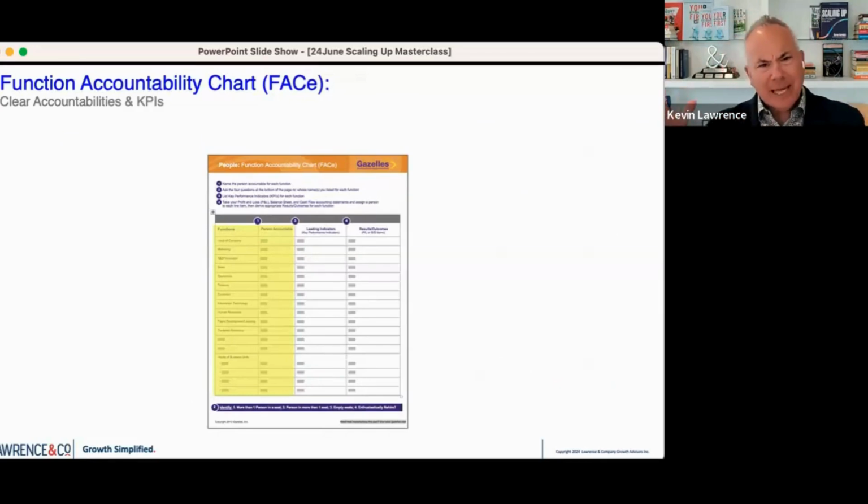And people talk, well, we need KPIs and dashboards. Yes, as long as it's a simple handful of numbers for the inputs and the outputs of each of those key roles. So there's a great tool to help define accountability and also carve it out. It's one of my favorite tools in Scaling Up. It's very, very powerful.